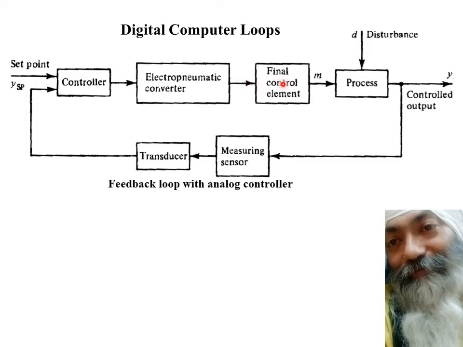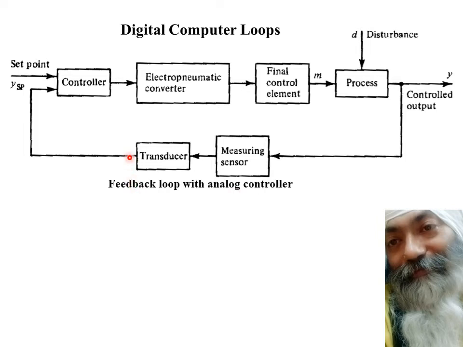Most of the times it is a kind of control valve which provides the necessary manipulated variable which acts upon the process to keep this controlled output at set point, in spite of the fact that you might be having some external disturbances which may be acting on the process. So this is a regular feedback loop with analog controller.